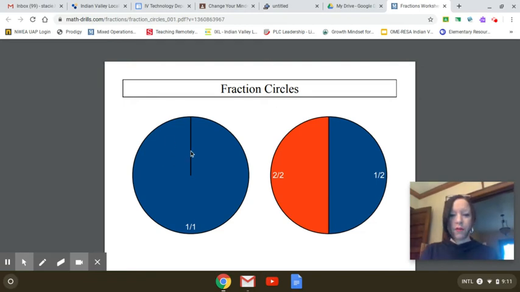If we look at our circle over here, we have one whole circle. So it is just one of one. You can write that like it did down here, or you can simply write the number one. Now, if you draw your line down the center, you are splitting the circle into halves. So you have 1/2 here. And if you shade both of them, you will have shaded 2 of 2, which equals 1 whole.